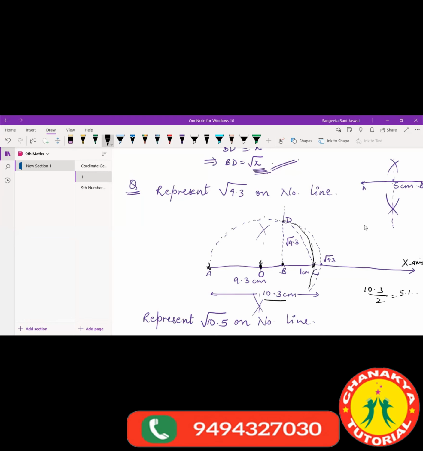So what will you do? Keep your compass pointer at B and your pencil at D, and rotate, make an arc like this. This will cut the x-axis at a point, and that point will become root 9.3. With BD as the radius, when you make an arc, it will cut your x-axis at this point. So this point is your root over 9.3. I call this point E. From B to E is your distance, root over 9.3.